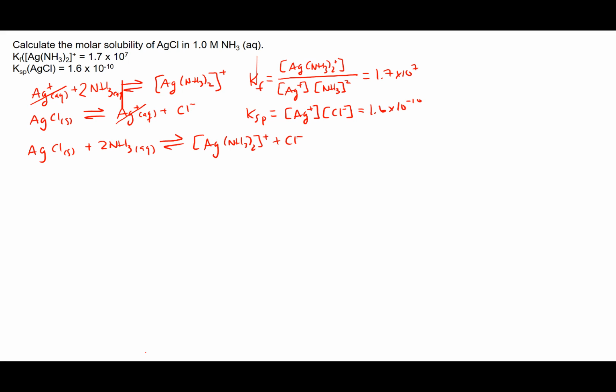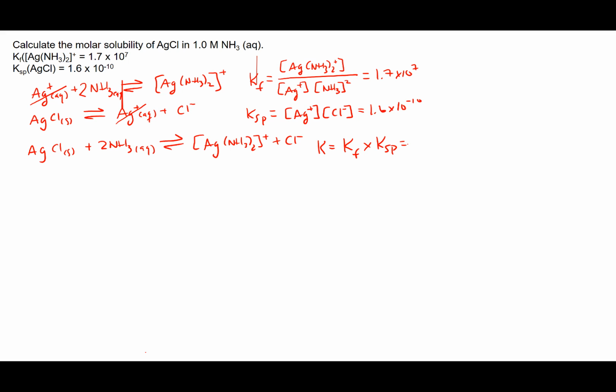And so just like for any kind of equilibrium problem, when you're adding different reactions together to determine what the equilibrium constant is going to be for the combination of all of them, all you have to do is simply multiply the equilibrium constants by each other to get the equilibrium constant for that combined reaction in this case.